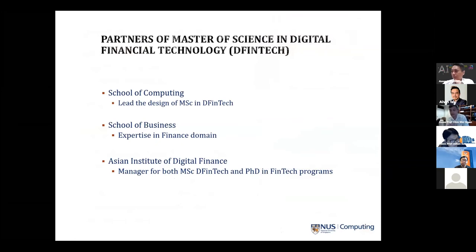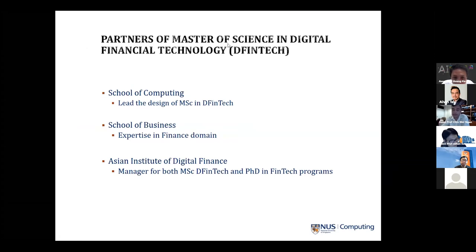For the Masters of Science in Digital Financial Technology, we started working on this program in conjunction with the Asian Institute of Digital Finance, that is currently being funded by our Monetary Authority of Singapore together with our National Research Foundation, okay?